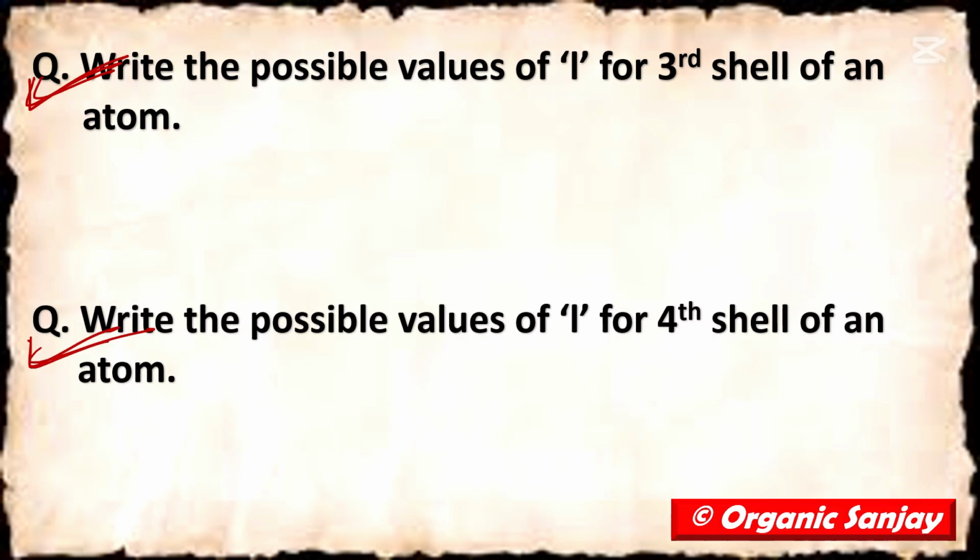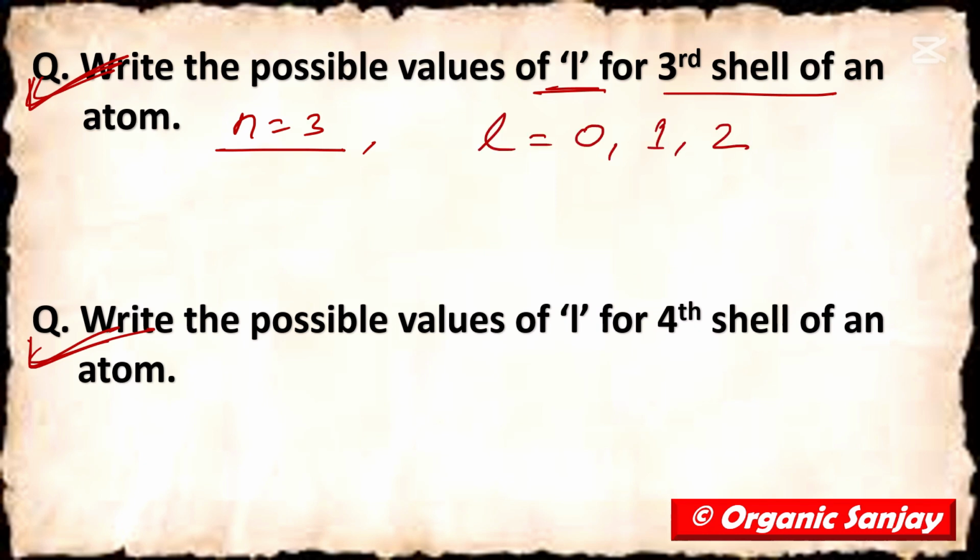Write the possible values of L for the third shell of an atom. For the third shell, n is equal to 3, and the possible values of L will be 0, 1, 2. It means for the third shell there are 3 subshells: s subshell, p subshell, and d subshell. These are in terms of letters, and these in terms of the azimuthal quantum number 0, 1, 2.